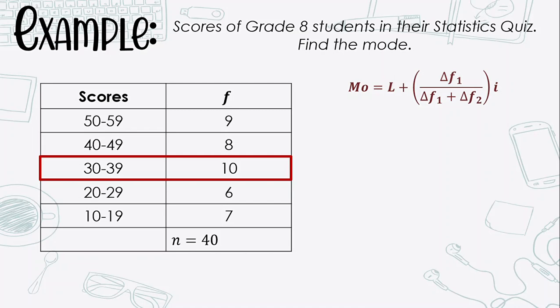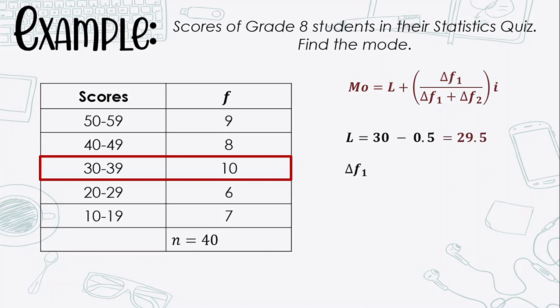Now, how can we find all of the variables in our given formula? Let's start with L, or the lower boundary. Again, to find the lower boundary, we have to subtract 0.5 from the lowest score of that class. Since our modal class is 30 to 39, our lowest score for that class is 30. Minus 0.5, our lower boundary is 29.5.